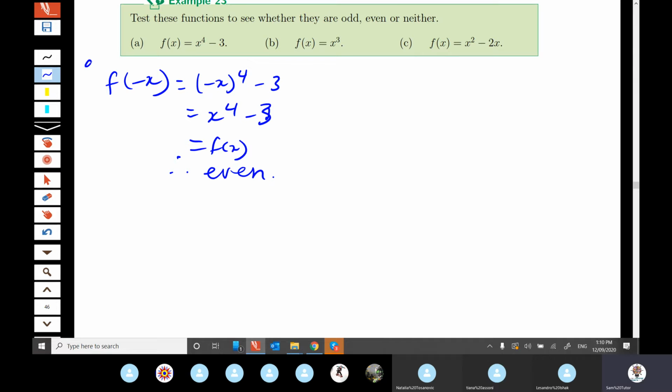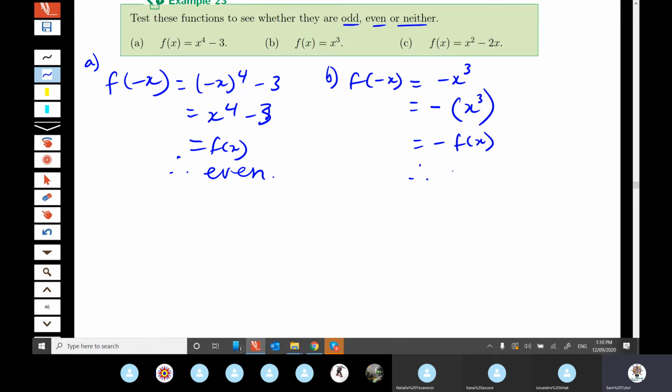Any questions? So regardless of whether it's odd or even or neither, you always start with the same first step. Step 1, sub in negative x. If it gives you the original, great. If it doesn't, you force out a negative. B, sub in negative x. Is that the original? No, you force out a negative. Is that the negative of the original? Yes, that's the negative of the original. Therefore, odd.